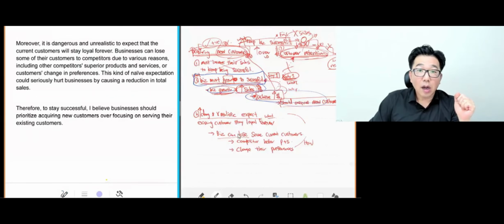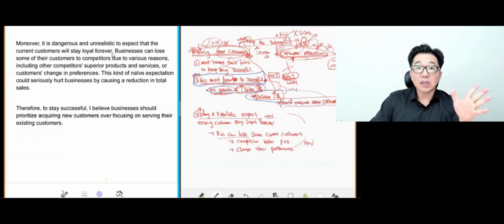Moreover, I wrote here, we wrote together, it's dangerous and unrealistic to expect our loyal customers to buy from our business forever, okay? We could lose our existing customers, okay? Moreover, it is dangerous and unrealistic to expect that the current customers, existing customers, will keep buying from us forever, okay? Will stay loyal forever, okay? They might go to our competitors. They may shop around. We might lose our business, right?